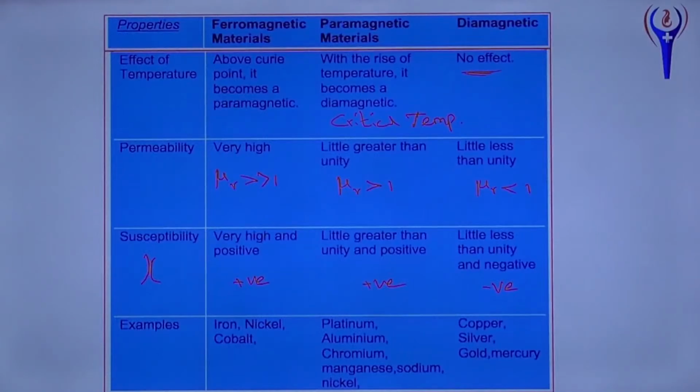Examples: iron, nickel, cobalt. Already we said these three are the only magnetic substances. Iron, nickel, cobalt are the best examples of ferromagnetic material. Paramagnetic material: platinum, aluminum, chromium, manganese, sodium. Diamagnetic substances: copper, silver, gold, mercury, and another important one, superconducting metals or superconducting material.